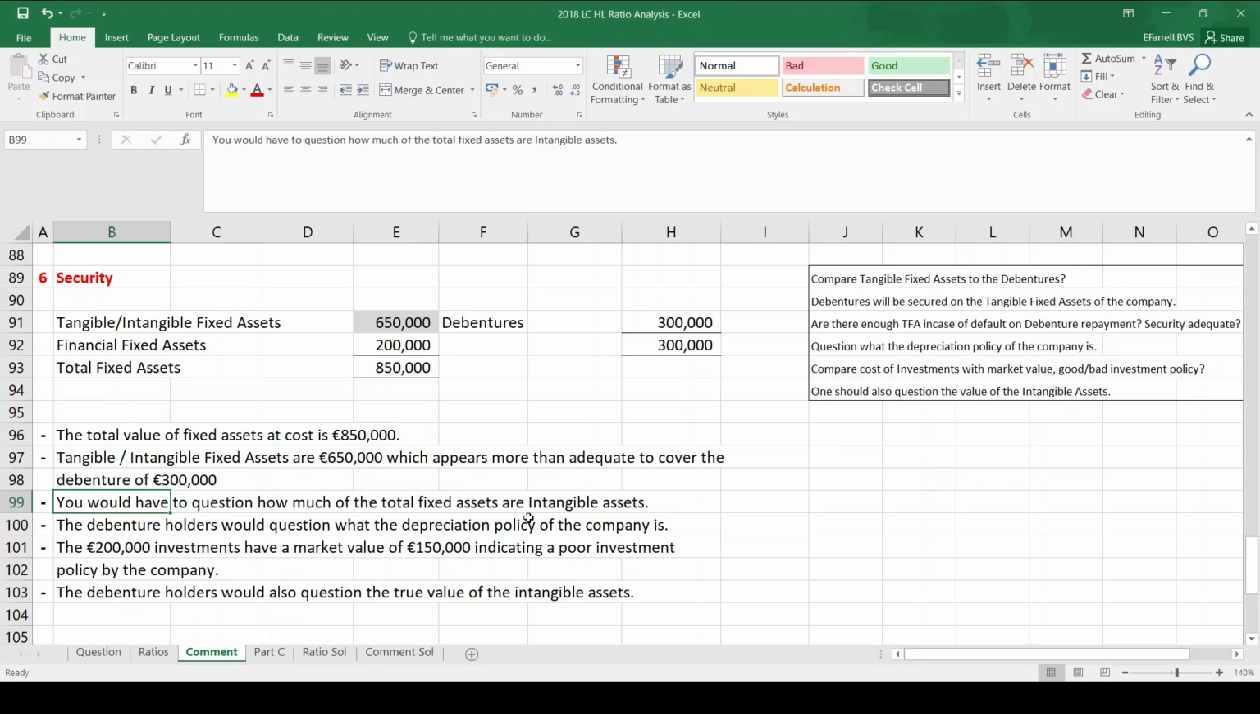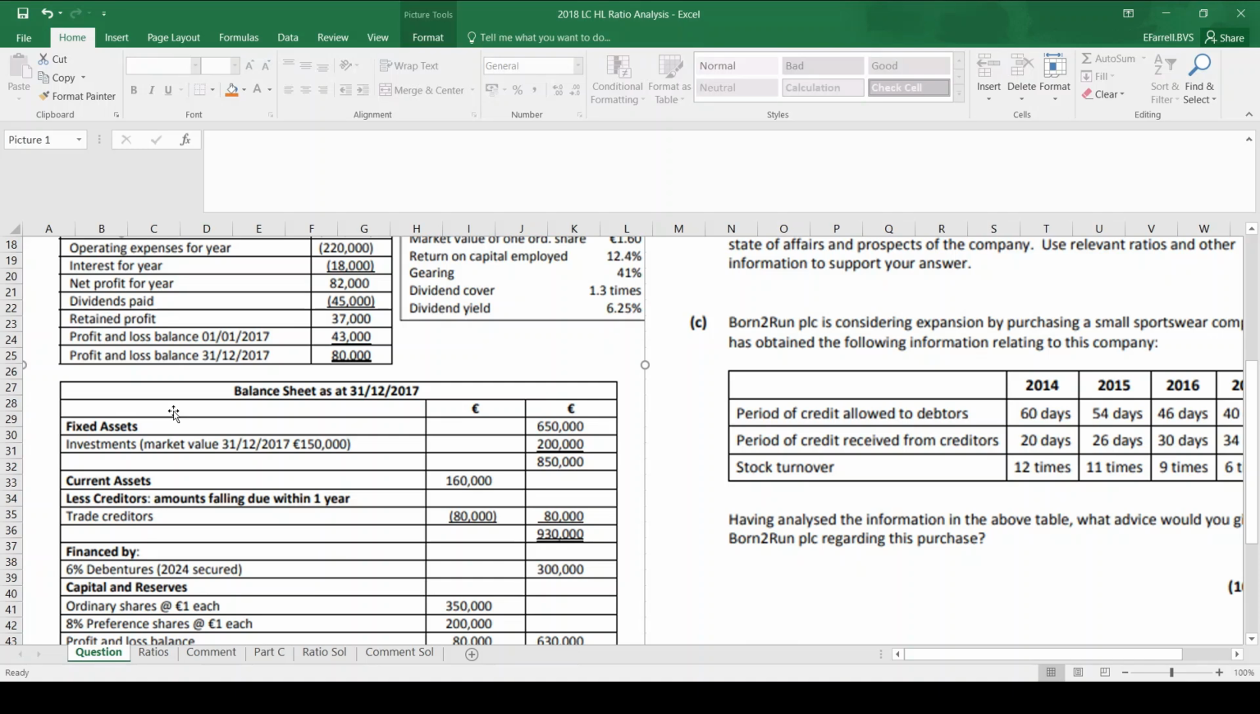The debenture holders would question what the depreciation policy of the company is. So again, that's a sentence we'll always put in. It doesn't say what rates of depreciation there are. We're not given that information, so it would be a good thing to know. So we just note that point always. Then if we were told the intangible assets, you would question what the true value of intangible fixed assets is, because things like patents and goodwill are written off over a few years, so we need to know what the real value of those intangible fixed assets is.